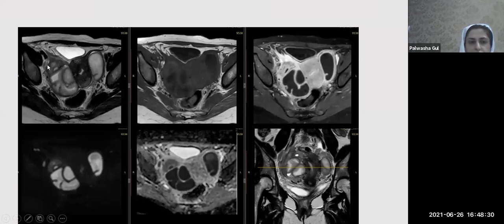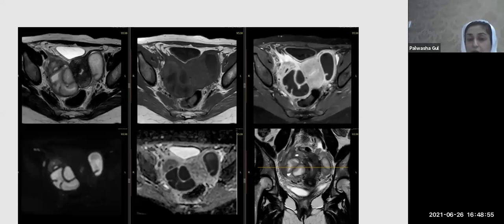So on T2, we could see T2 high to intermediate signal lobulated, tubular structures in bilateral adnexa. And on post-con, these were showing incomplete septa, which were enhancing. On DWI, they showed diffusion restriction. And so this was concluded as tubo-ovarian abscesses, okay?